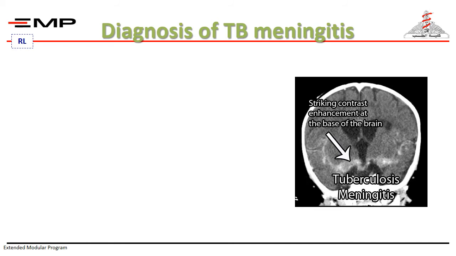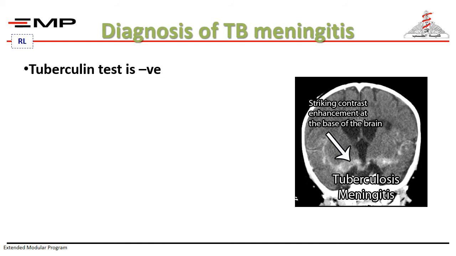To diagnose TB meningitis, it has a special characteristic CT picture. It is basal meningitis. See the striking contrast enhancement in the base of the brain. That's why it's common to have sixth cranial nerve palsy. And this thick meningitis will cause secondary hydrocephalus. There is dilatation of the brain ventricles, as we see here.